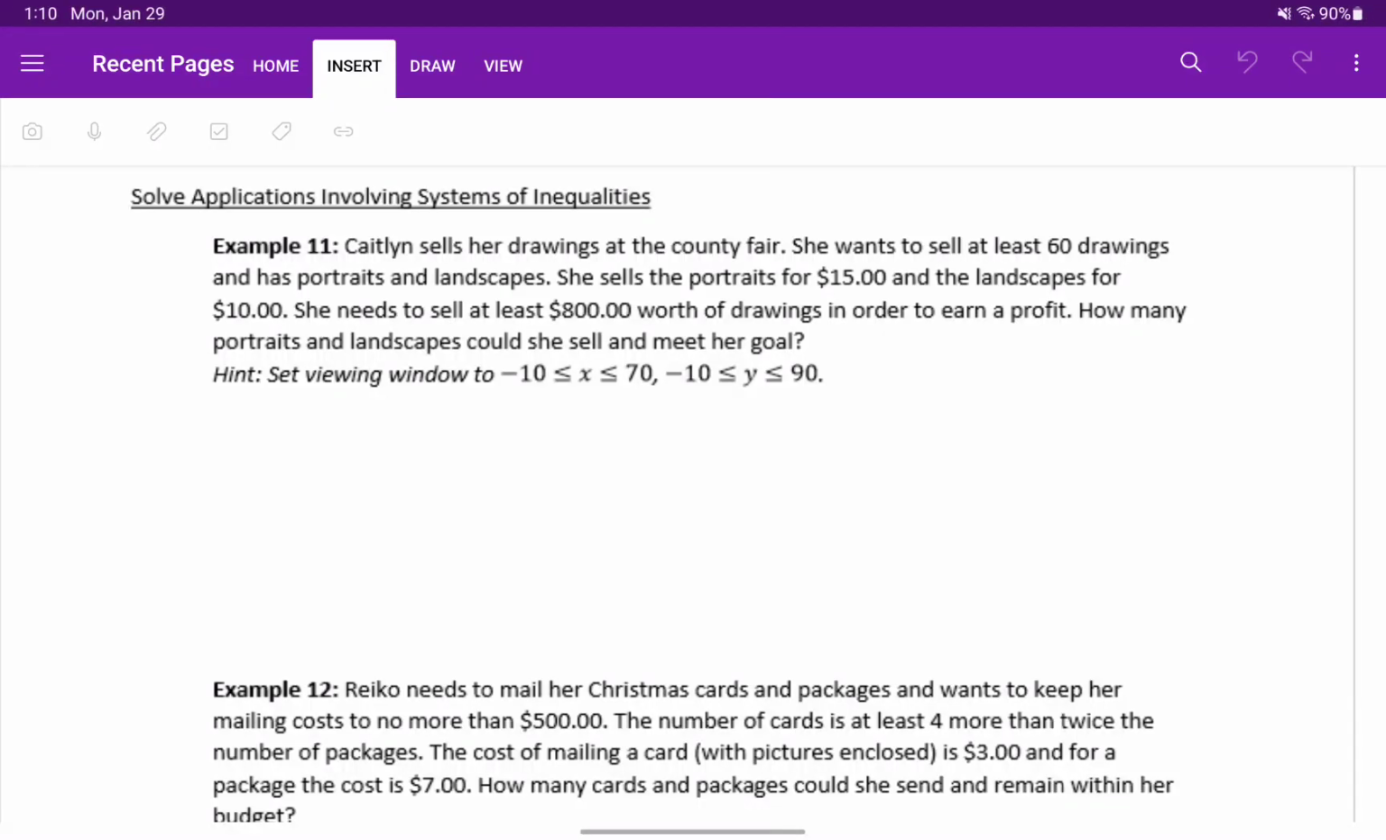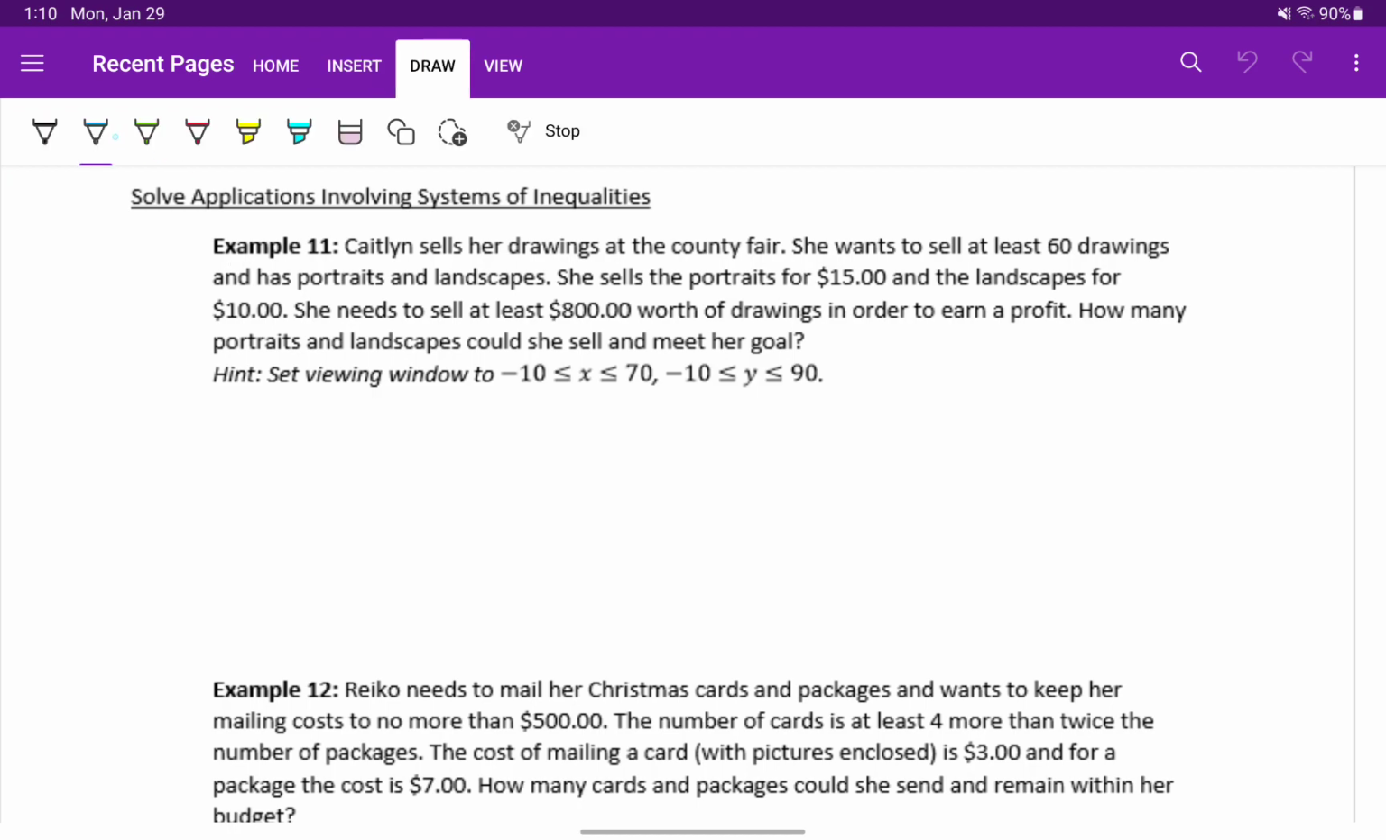Now we want to take what we know about solving systems of inequalities and apply that to some applications. In example 11, Caitlin sells drawings at the county fair. She wants to sell at least 60 drawings and has portraits and landscapes. She sells the portraits for $15 and the landscapes for $10. She needs to sell at least $800 worth of drawings in order to earn a profit. How many portraits and landscapes could she sell and meet her goal?